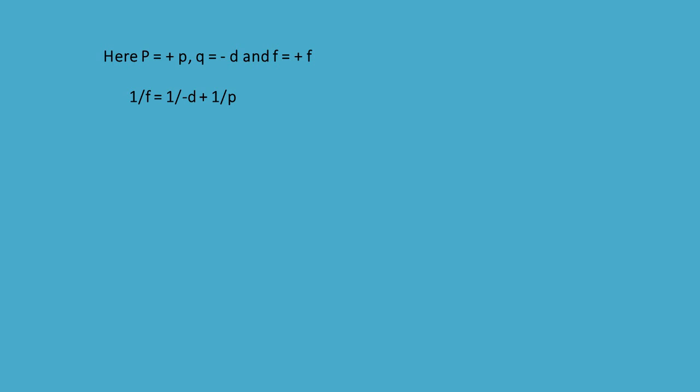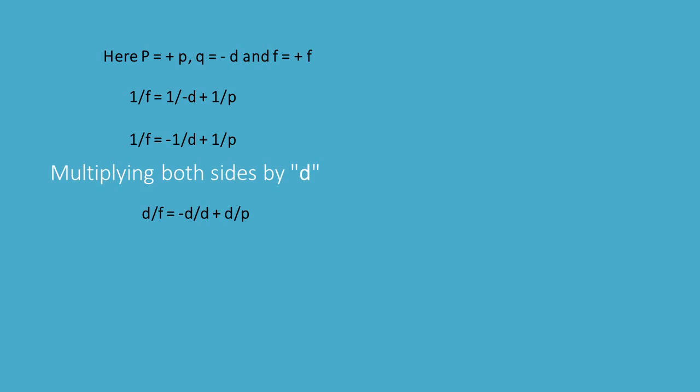So 1 upon F equals 1 upon minus D plus 1 upon P. So 1 upon F equals minus 1 upon D plus 1 upon P. When you multiply both sides by D, you will get D upon F equals minus D upon D plus D upon P, and D upon F equals minus 1 plus D upon P. Now 1 plus D upon F equals D upon P, or D upon P equals 1 plus D upon F, which is our equation E.